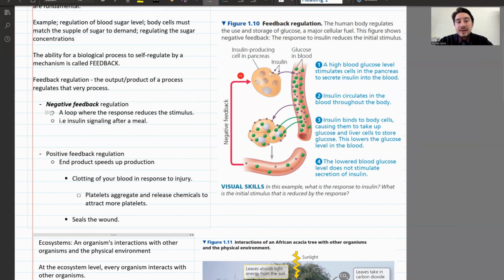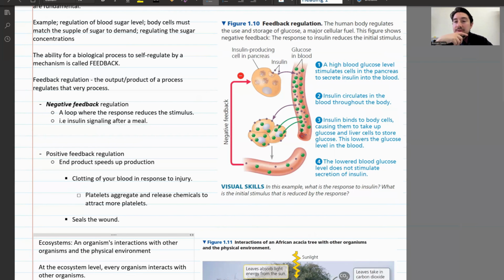The most common one that we think about is negative feedback regulation, where you essentially have a loop, right? Where the response to a particular stimulus reduces the stimulus. Insulin signaling after a meal, right? And here you have this example. Very nice example here. So you have number one, high blood glucose level stimulates cells in the pancreas. So let's say you just had food, you have a surge of glucose. There's a lot of glucose in the blood. High blood glucose level stimulates cells in the pancreas to secrete insulin.